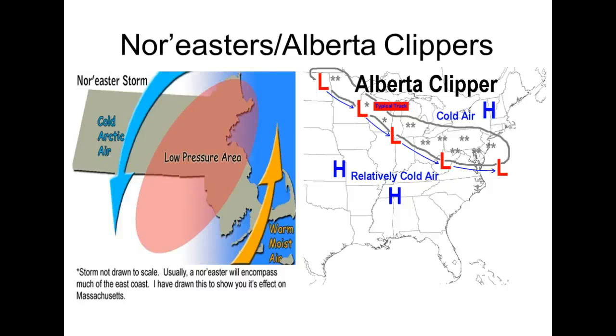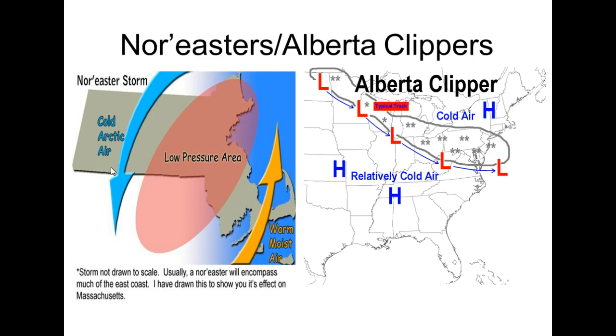So let's write that the classic East Coast winter storm is called a nor'easter. You see it right here, a nor'easter. It gets its name from the direction the wind is coming from in the storm. Obviously, the wind comes in from the northeast in a nor'easter.